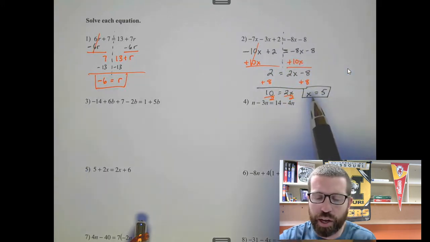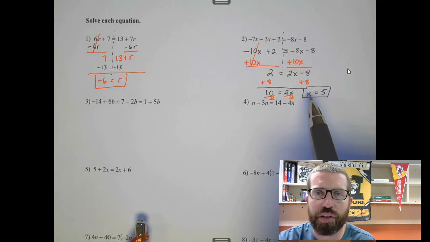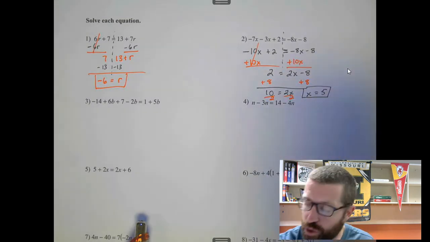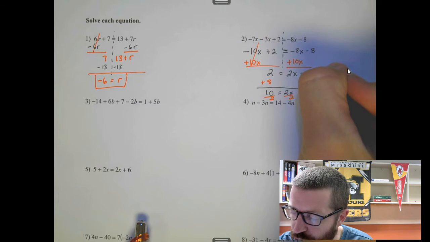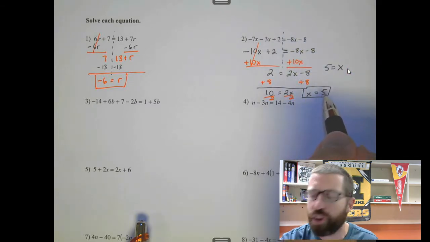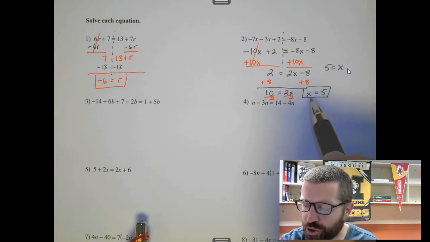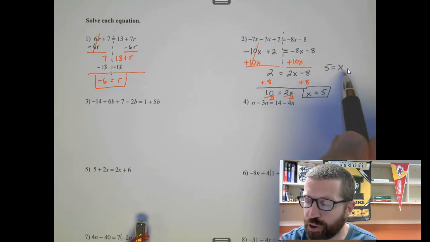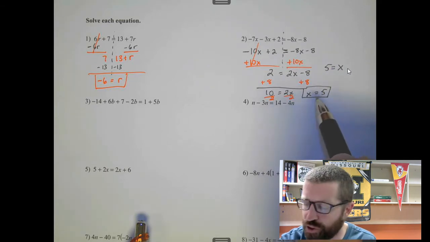Notice how it's like, well, x, how did x get on the left side? Well, you can just flip the equation how you write it. So 5 is equal to x is the same thing as x is equal to 5. And typically, we get used to seeing the variable on the left. So if you have 5 is equal to x, you probably write it as x is equal to 5.